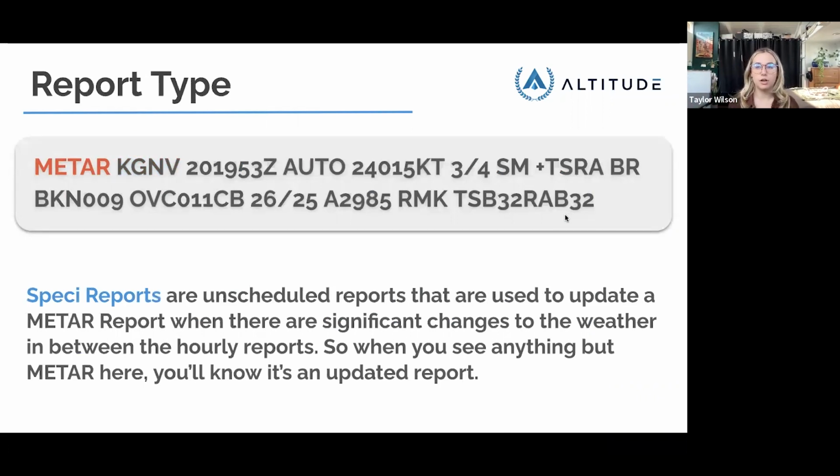So starting off with that red section there, it says METAR. Sometimes we'll have what's called a SPECI. Now, like I said, these METARs are issued hourly. However, if there's a significant change in weather between our regularly issued reports, then we'll have what's called a SPECI report.